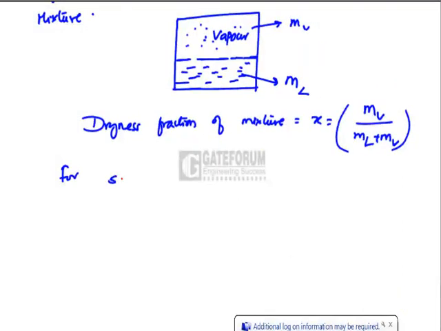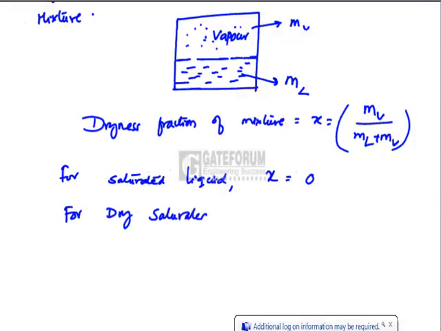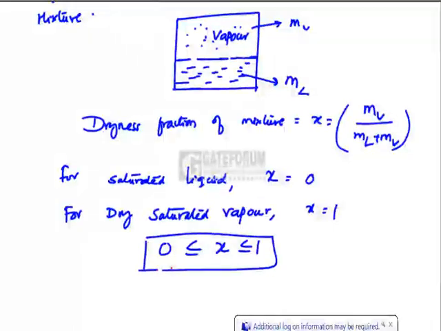For saturated liquid, the dryness fraction x is 0. For dry saturated vapor, x is equal to 1. Therefore, the domain of x is 0 less than or equal to x less than or equal to 1. This is the domain of dryness fraction x.